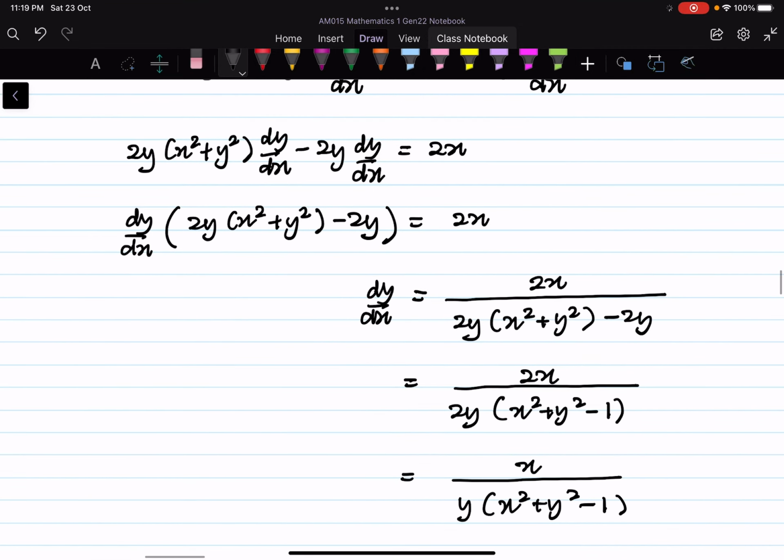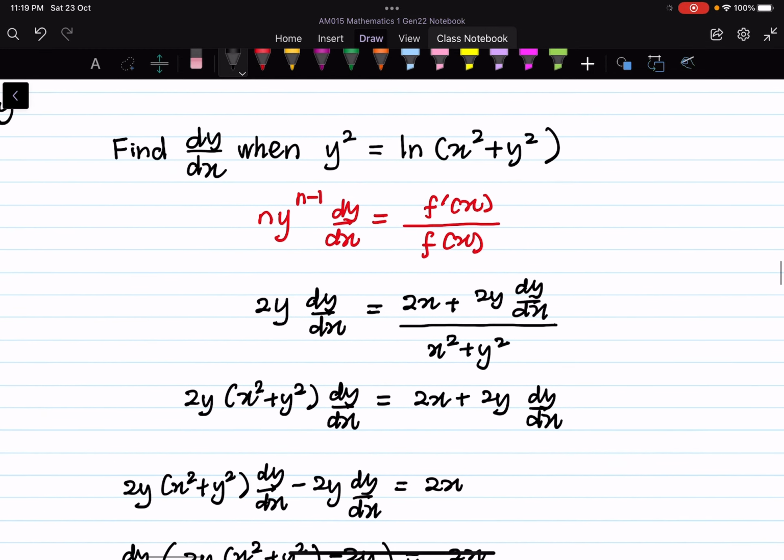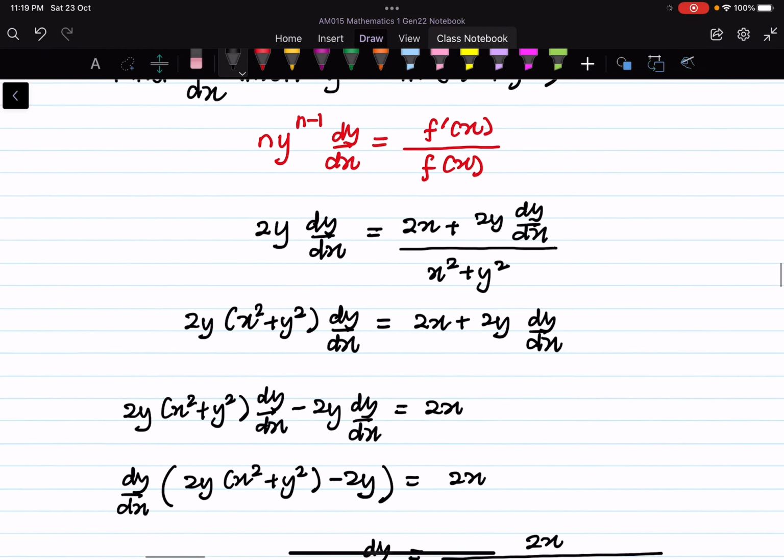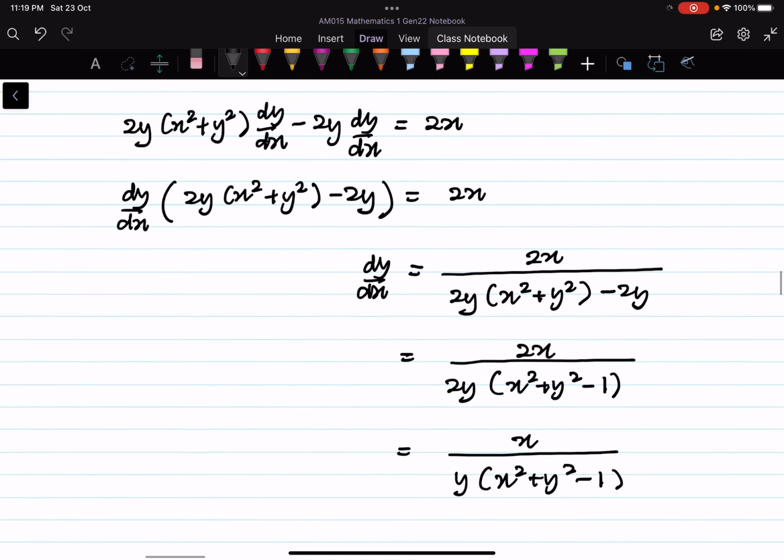and that is the first derivative of y squared equals to ln(x squared plus y squared). That's it.